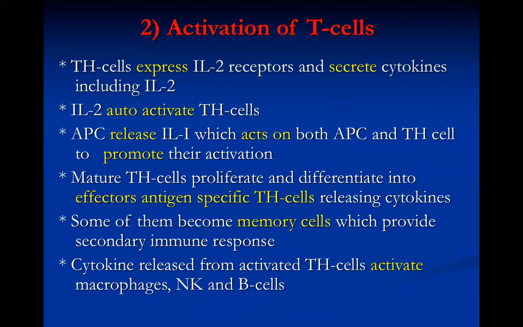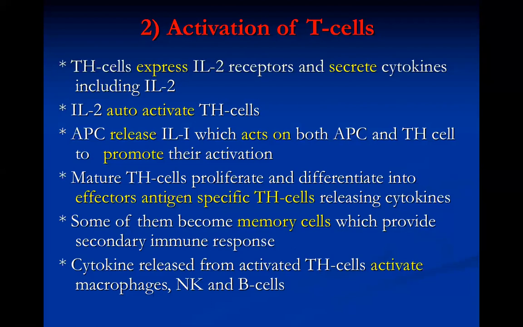Then the T helper cells will express a cytokine, in this case interleukin-2, and this interleukin-2 will auto-activate these T helper cells. You remember this very well. I talked about it in the antigen presentation and T cell signaling. So the antigen presenting cells will release interleukin-1, and this interleukin-1 will activate the antigen presenting cell to give a signal now to the T helper cell. So the T helper cell in itself will further secrete interleukin-2 to auto-activate itself.